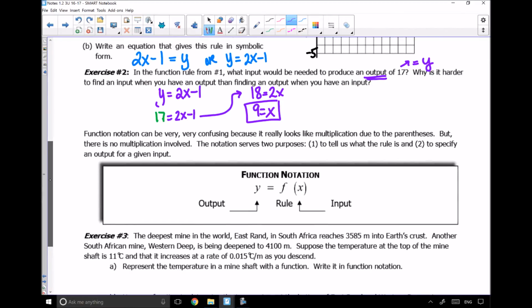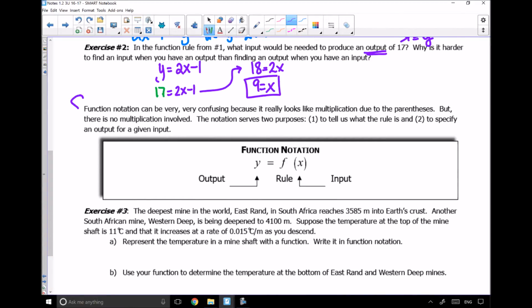So let's take a look at what's written here on this next piece because this has some important information. Function notation can be very confusing because it really looks like multiplication due to the parentheses. So this right here is our function notation, okay? And it looks like f times x, but that's actually not what it means. There's no multiplication involved. The notation serves two purposes. The first purpose is to tell us what the rule is, and the second purpose is to specify an output for a given input. And I'll explain what all that means in a minute.